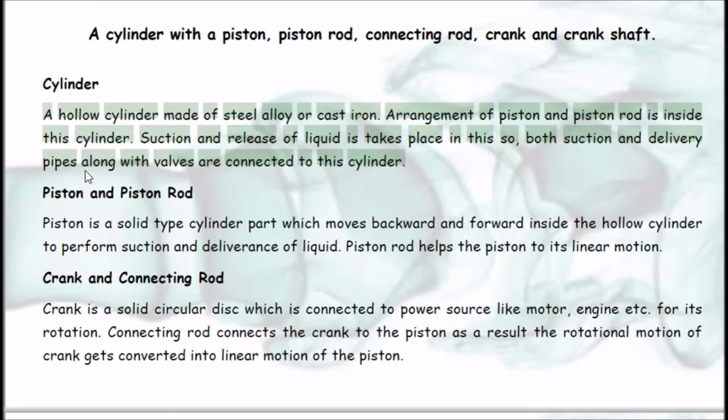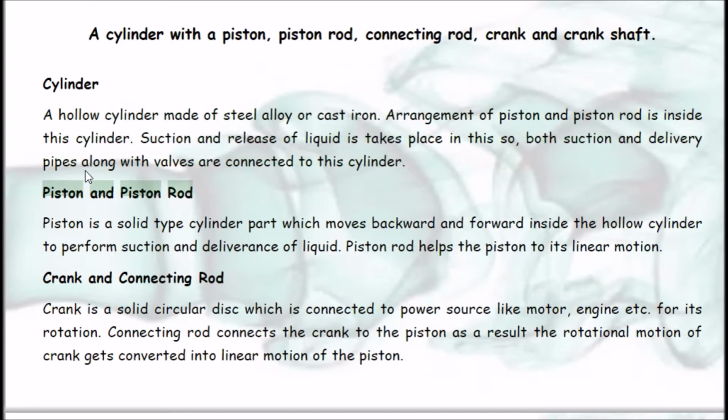Cylinder with a piston, piston rod, connecting rod, crank and crankshaft. Cylinder: a hollow cylinder made of steel alloy or cast iron. Arrangement of piston and piston rod is inside this cylinder. Suction and release of liquid takes place in this, so both suction and delivery pipes along with valves are connected to this cylinder. Piston and piston rod: piston is a solid type cylinder part which moves backward and forward inside the hollow cylinder to perform suction and deliverance of liquid. Piston rod helps the piston in its linear motion.